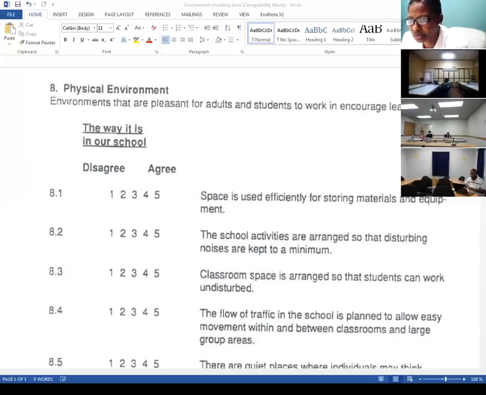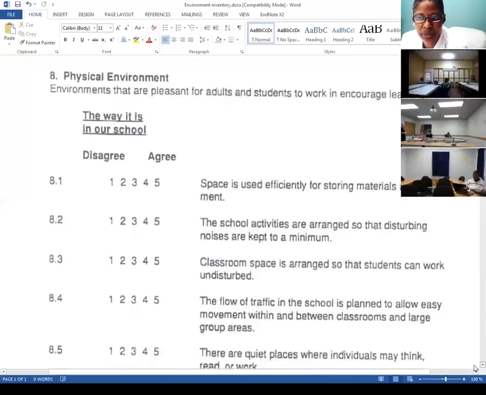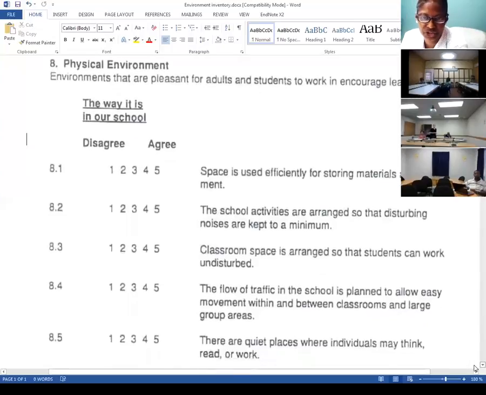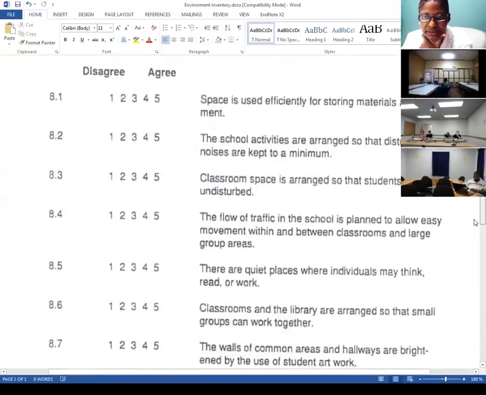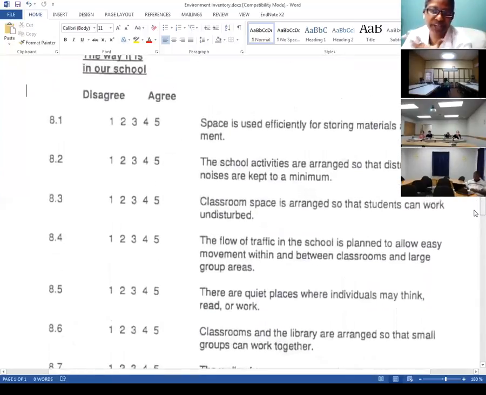There are around 10 questions or so for you to respond to. So the way it is in our school, agree or disagree. 1 means disagreement, heading to more of agreement as you go from scale 1 to 5. And there are the questions that are being asked. So you rate your own classroom, just for the opening exercise here.